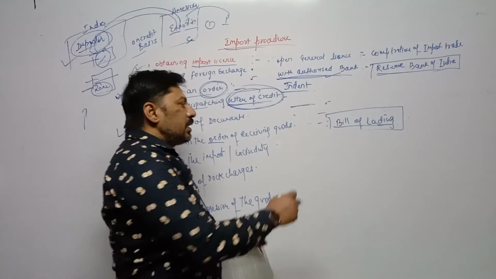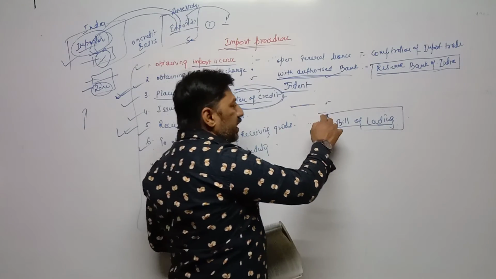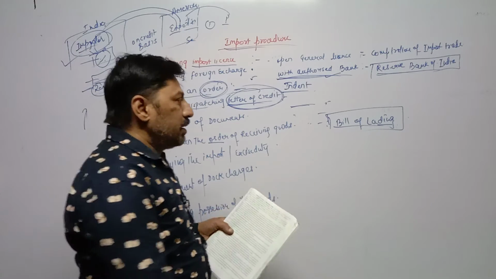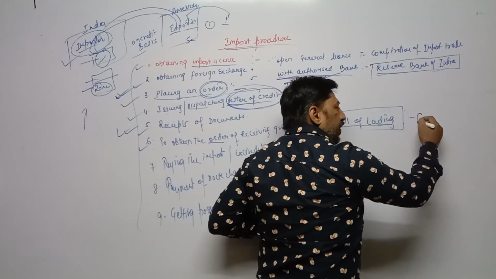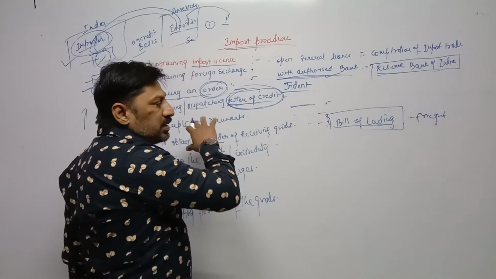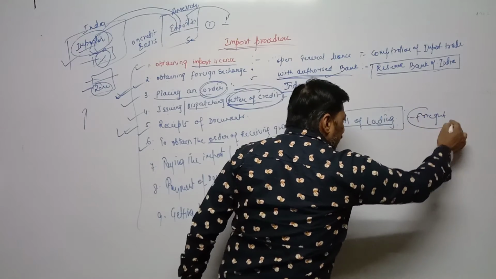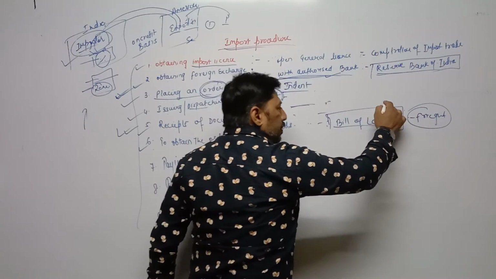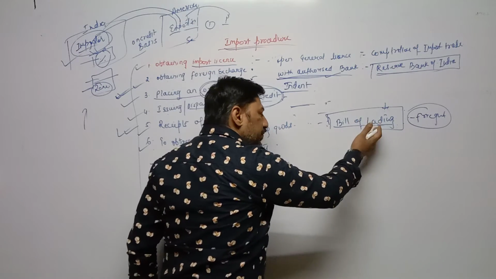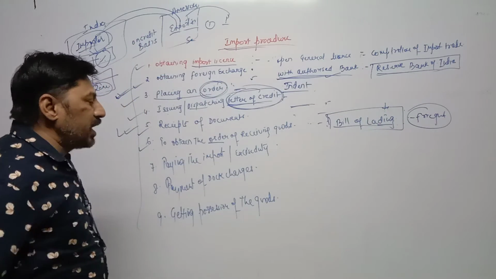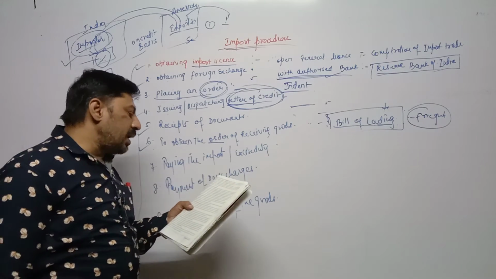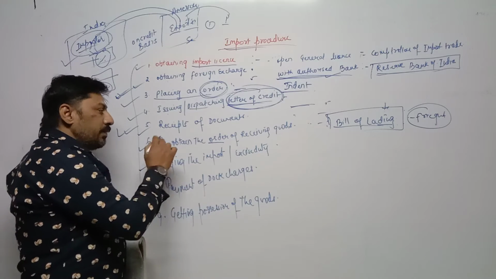So first of all, the importer has to present the bill of lading to the shipping company, and then the shipping company will ask for freight. Freight means transportation fare. Once the importer pays the freight, the shipping company will give an order to the captain of the particular ship to release the goods in favor of the importer. Next one is paying the import duty or excise duty.